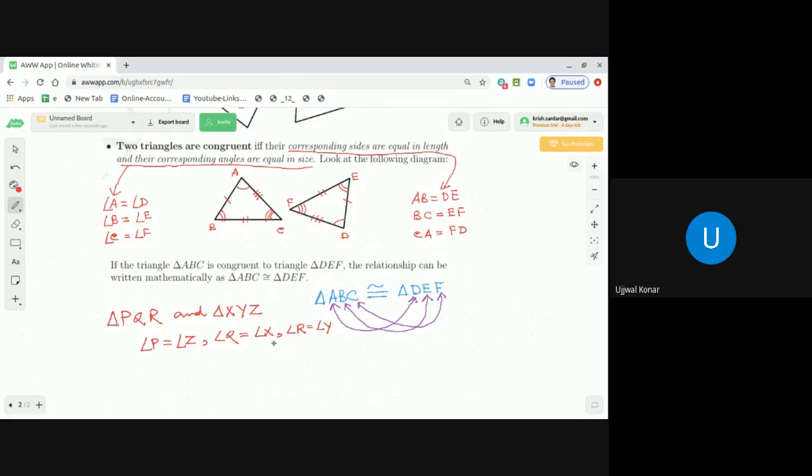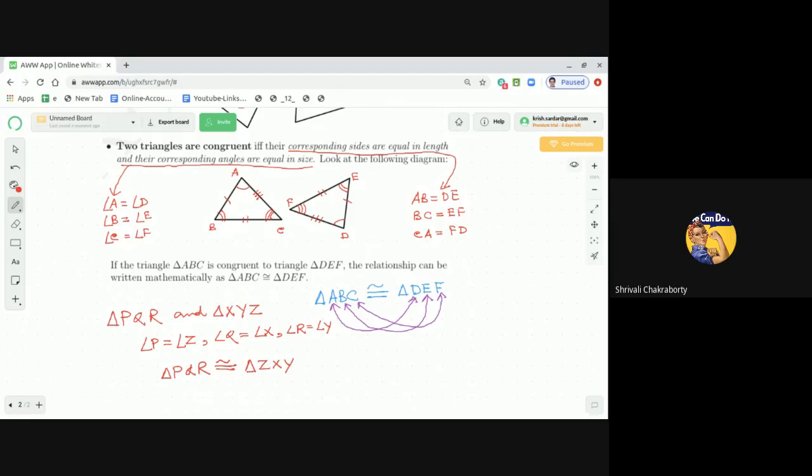Then how are we going to write the congruency mathematically? If you write the triangle PQR, the congruency should be, P corresponds to whom? P corresponds to Z. ZXY. Z, X, Y. Very well said. Thank you. So you should write Z, X, Y. Often I have observed that students actually write X, Y, Z.